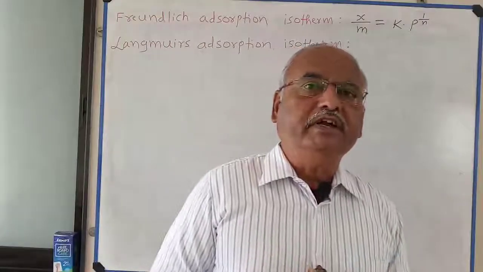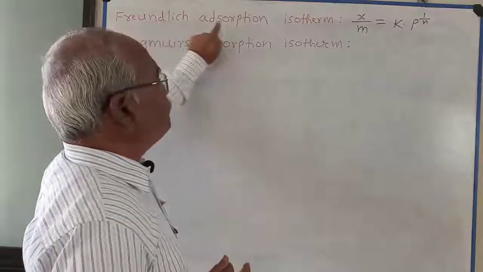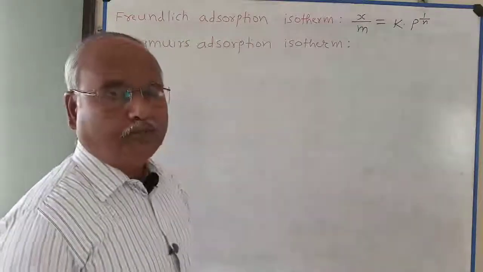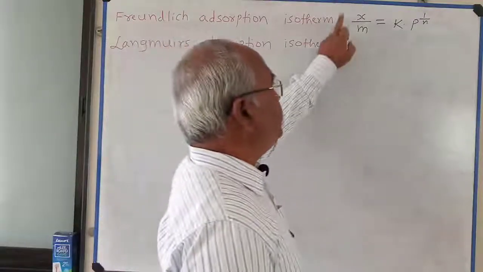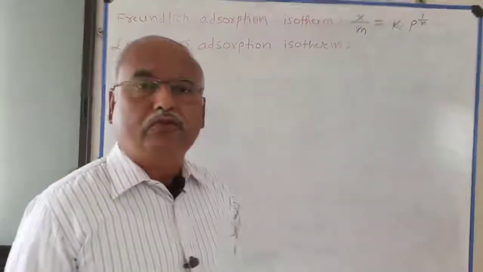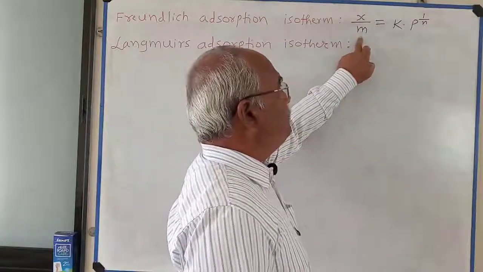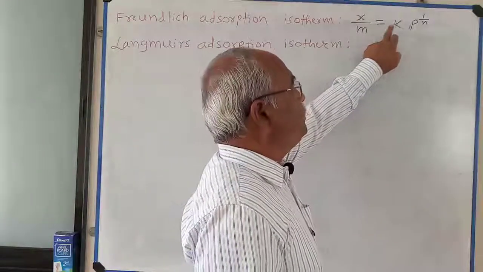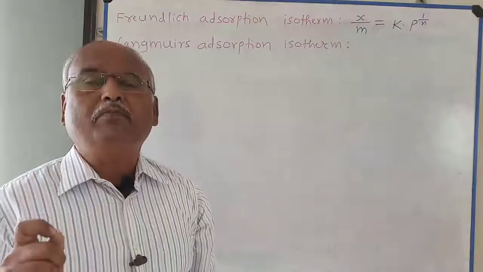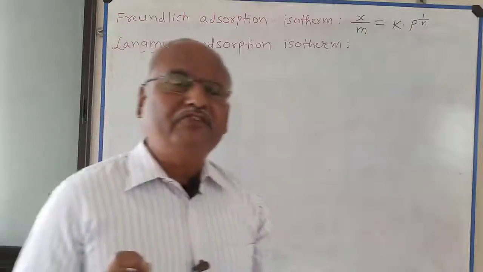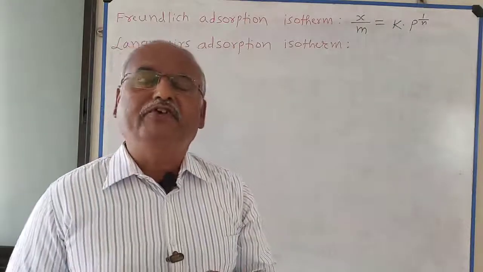So yesterday we saw Freundlich adsorption isotherm. The mathematical expression for Freundlich adsorption isotherm is x upon m is equal to k into p raised to 1 upon n. So yesterday there was one mistake in my lecture.